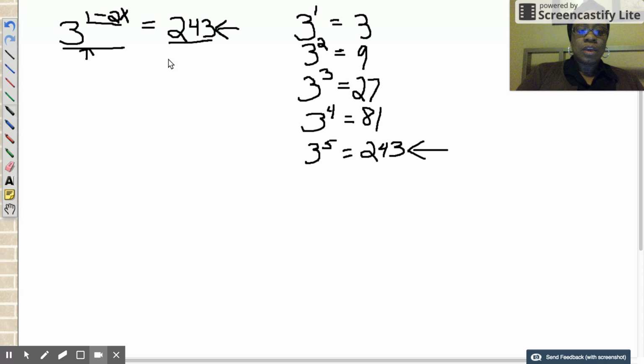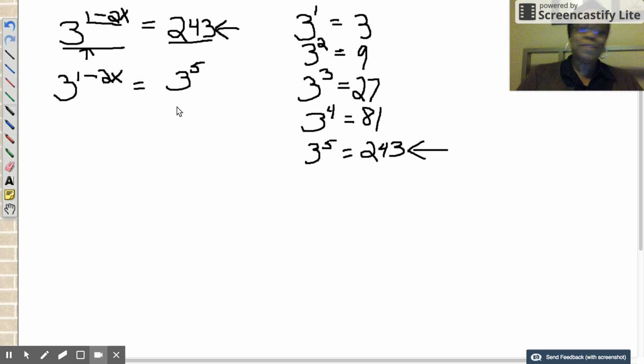Now, we're going to reintroduce this equation, but we're going to rewrite the right side, okay? We're going to keep this left side the same, 3 raised to the 1 minus 2x, okay? Now, instead of setting that equal to 243, now we're going to set it equal to 3 to the fifth power, okay?